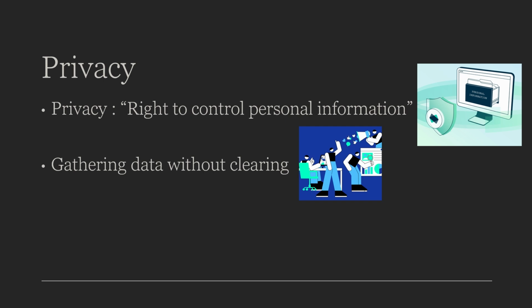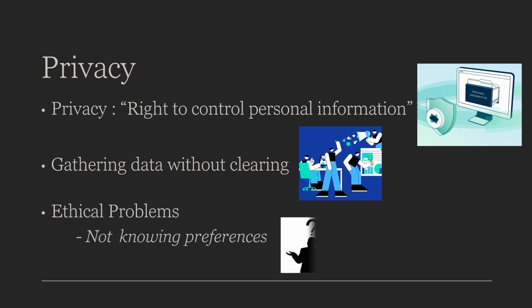As we consider privacy, several ethical problems come up. First, organizations might not know each individual's privacy preferences. There are some people who are more protective of their data than others, which creates a complex landscape for companies aiming to respect everyone's privacy.